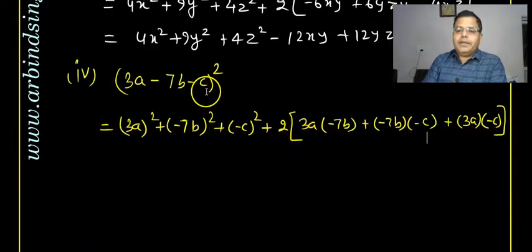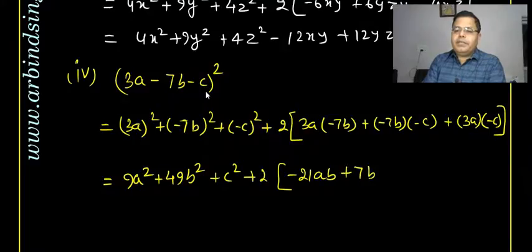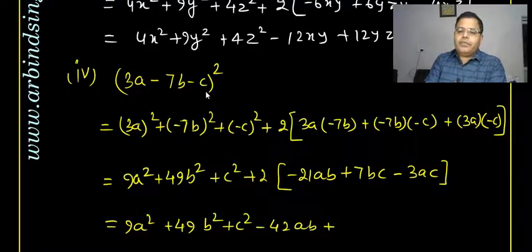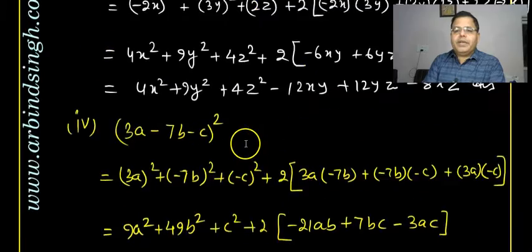So what will come here? See, this is 9a square plus 49b square plus c square plus 2 times of, let me write here, 3 into minus 7, minus 21ab plus 7bc minus 3ac, and if you multiply by 2, that will be 9a square plus 49b square plus c square minus 42ab plus 14bc minus 6ac, and that will be the answer. So hopefully you are getting each and every point now, right?